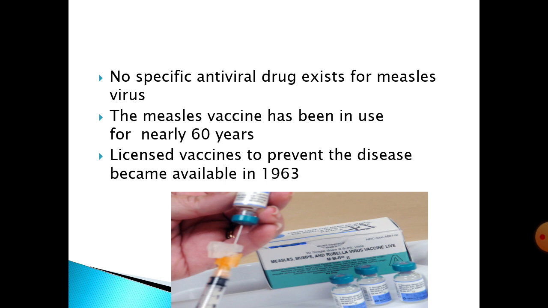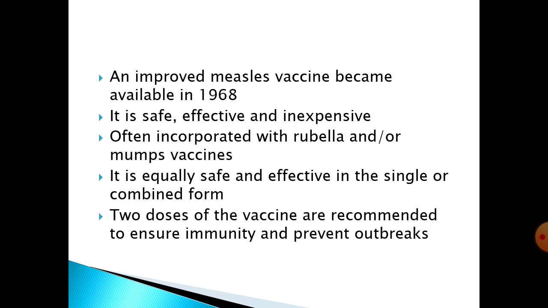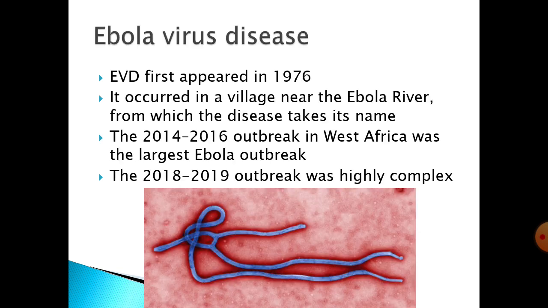The measles vaccine has been in use for nearly 60 years. Licensed vaccines to prevent the disease became available in 1963. An improved measles vaccine became available in 1968. It is safe, effective, and inexpensive. It is often incorporated with rubella or rubella and mumps vaccines. It is equally safe and effective in the single or combined form. Two doses of the vaccine are recommended to ensure immunity and prevent outbreaks.